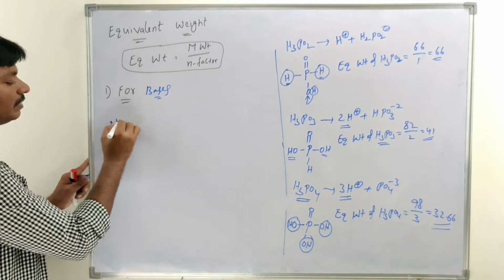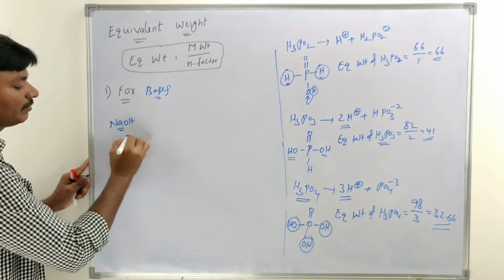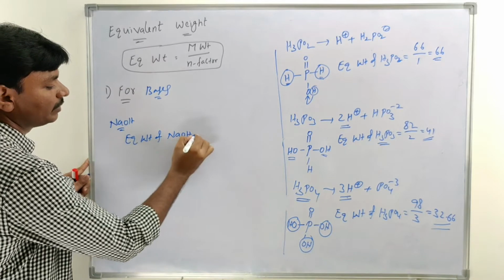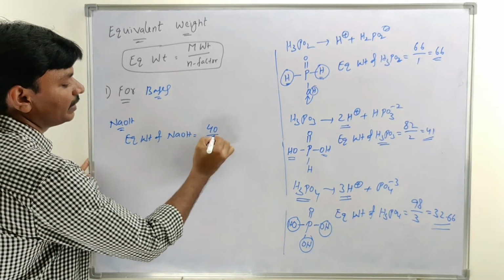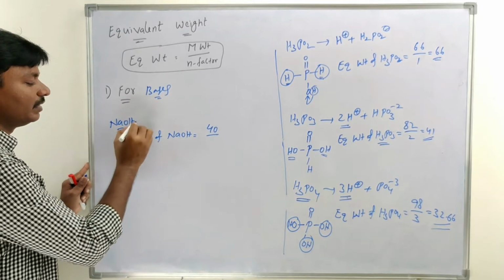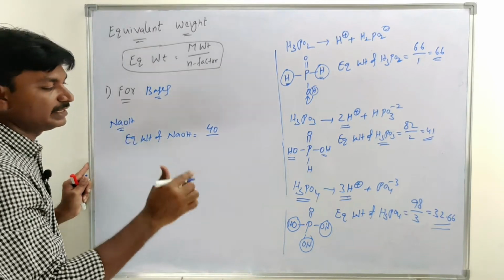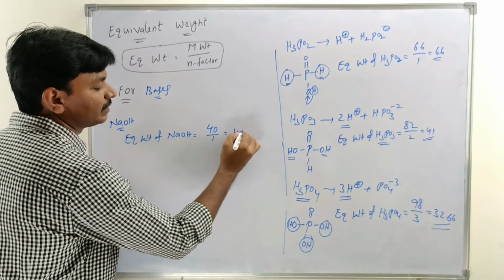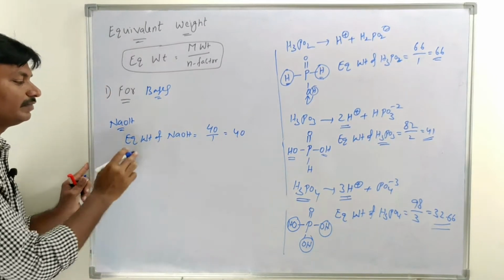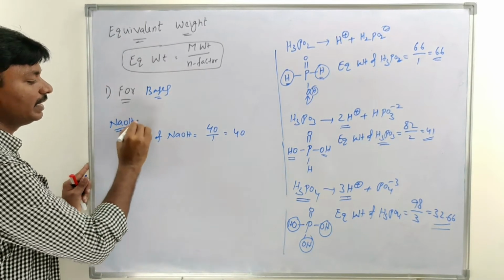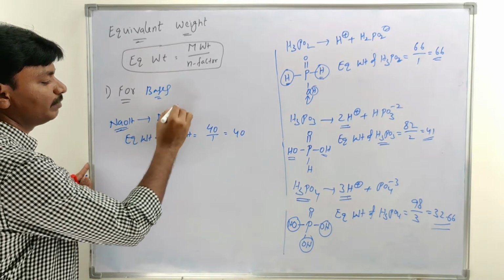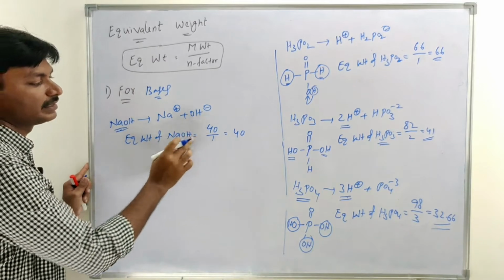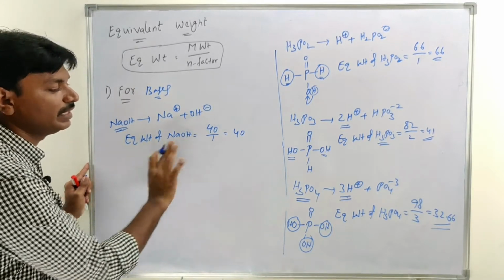Suppose the example NaOH. The equivalent weight of NaOH equals the molecular weight of NaOH, which is 40, and NaOH produces only 1 OH ion. That's why its acidity equals only 1. That is, 40 is the equivalent weight of NaOH. NaOH releases Na+ ions and only 1 OH minus ion, so its acidity equals only 1.